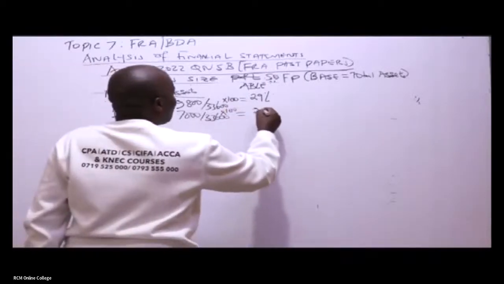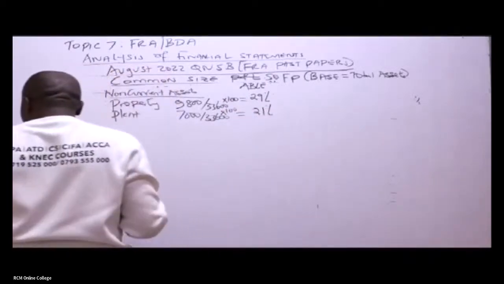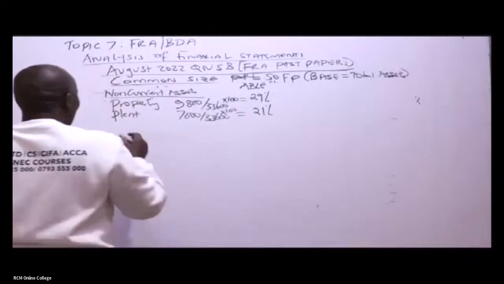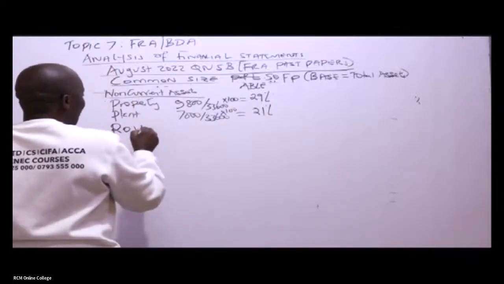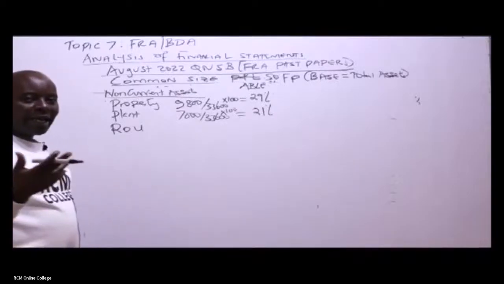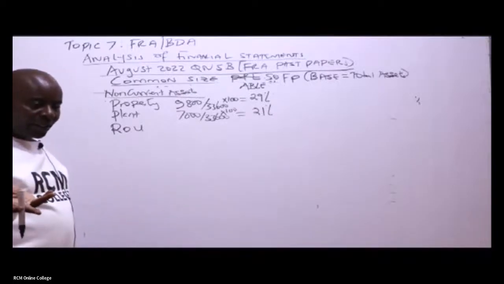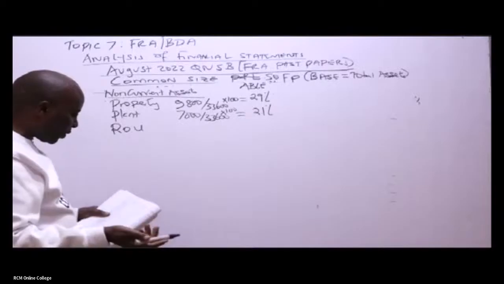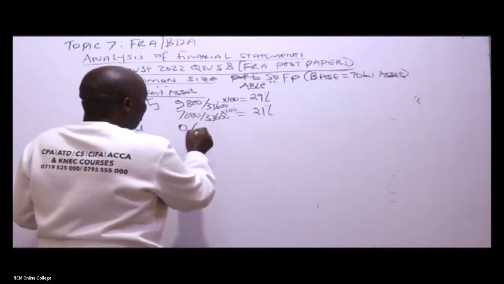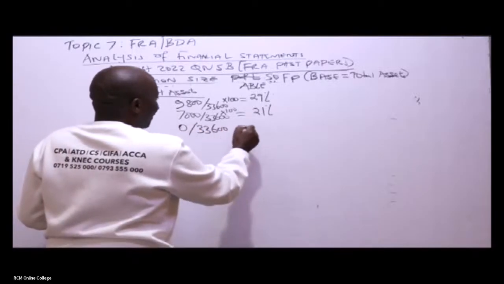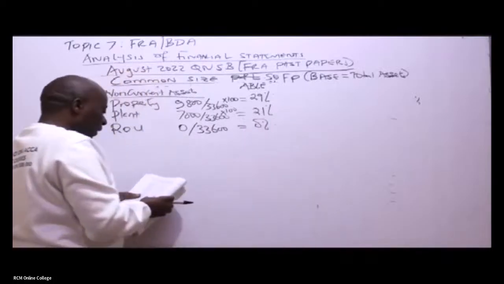21%. Thank you so much. From there, we have the right of use, ROU, which is right of use arising from leased assets, of which I can see that is 0 divided by 33,600. So this basically is nothing, 0%.